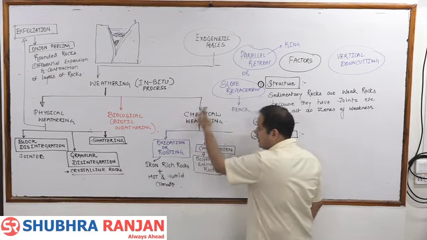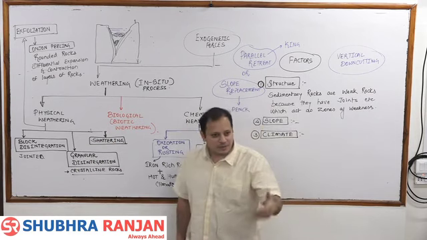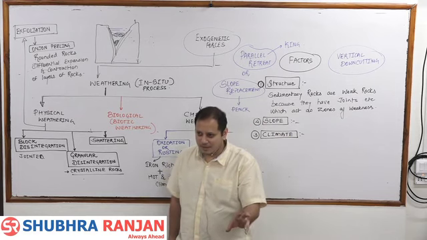What will be the kind of weathering that will occur in the monsoon regions? Chemical weathering. So which erosion will happen, which weathering will happen, it all depends upon climate.